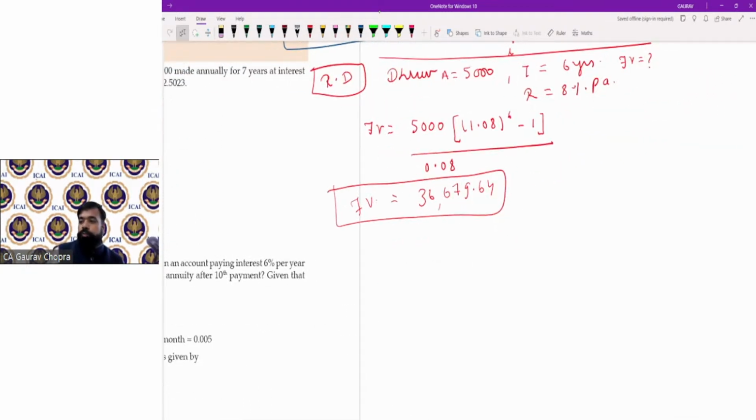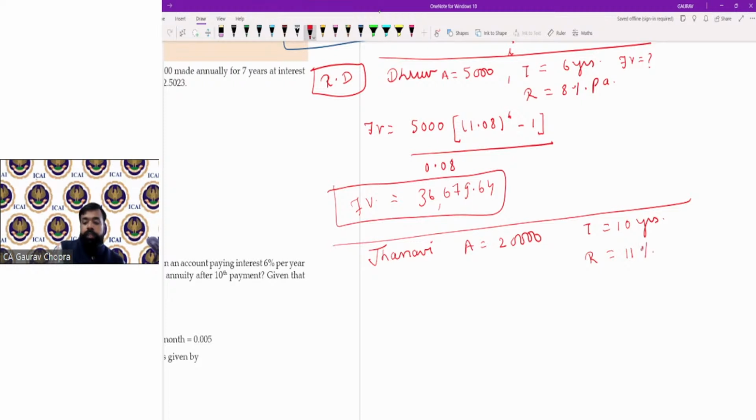Let's do one more question. So this time, Janvi is investing. Janvi is investing rupees 20,000 every year. Time is for 10 years. Rate of interest is, let's say, 11% per annum. Now you have to calculate the future value. So how much will Janvi receive at the end of 10 years? After 10 years how much money will Janvi get? This you have to answer.